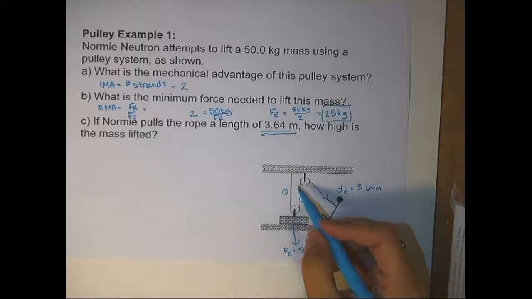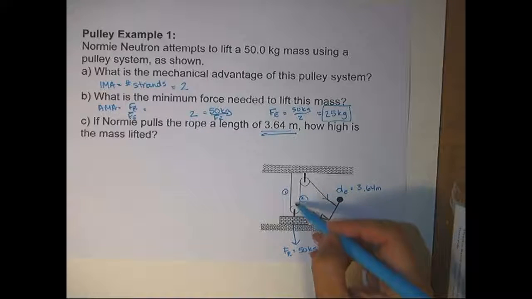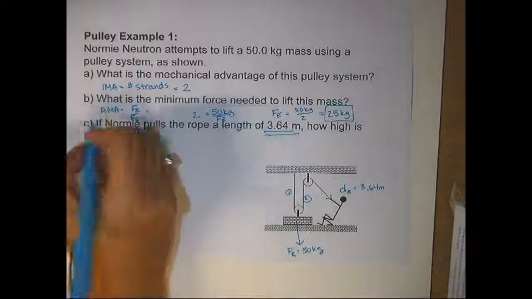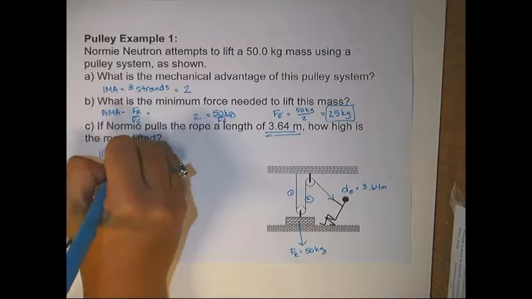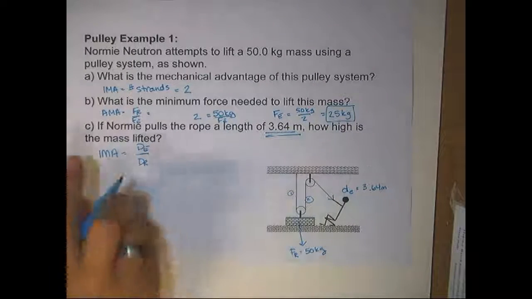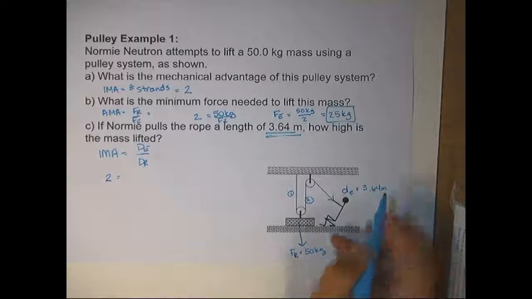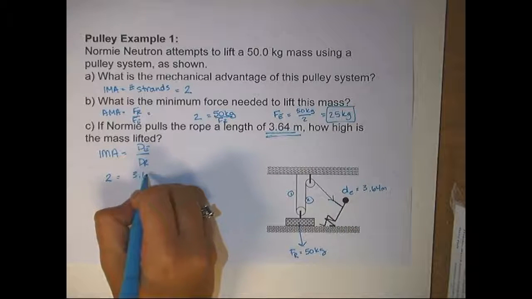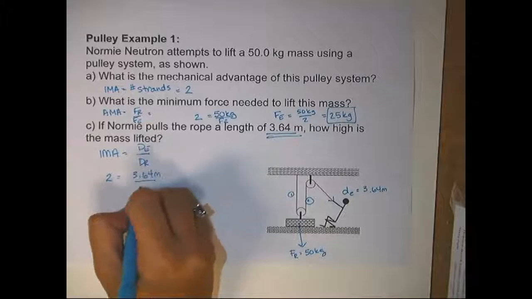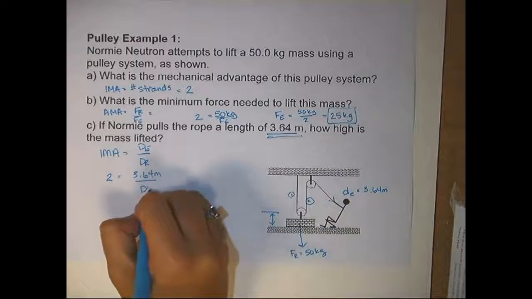How high will it lift? Well, if you think about when this rope pulls, it's going to pull this up half the distance because half of it's on this side and half of it's on that side. We're still using our formula. So IMA equals DE over DR, just like we've had every time. I know the IMA is 2. His distance that he's pulling the rope out is 3.46. And I don't know how high this is going to raise. I'm looking for this distance here, how high it'll raise.